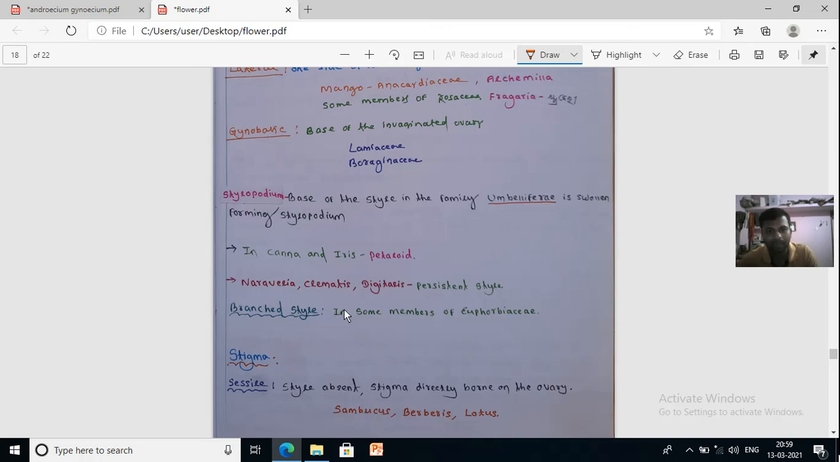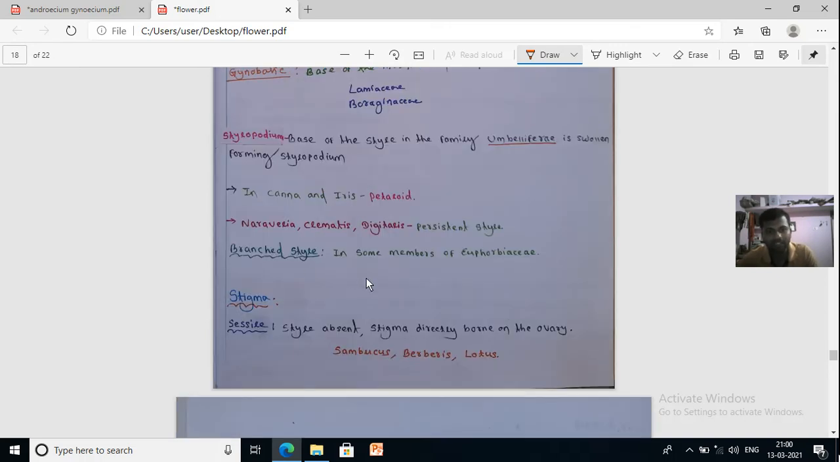In Arvelia, Clematis and Digitalis, the persistent style is present. Branched style is present in some members of the Euphorbiaceae, that is Ricinus, etc. This is all plants belonging to the Euphorbiaceae.